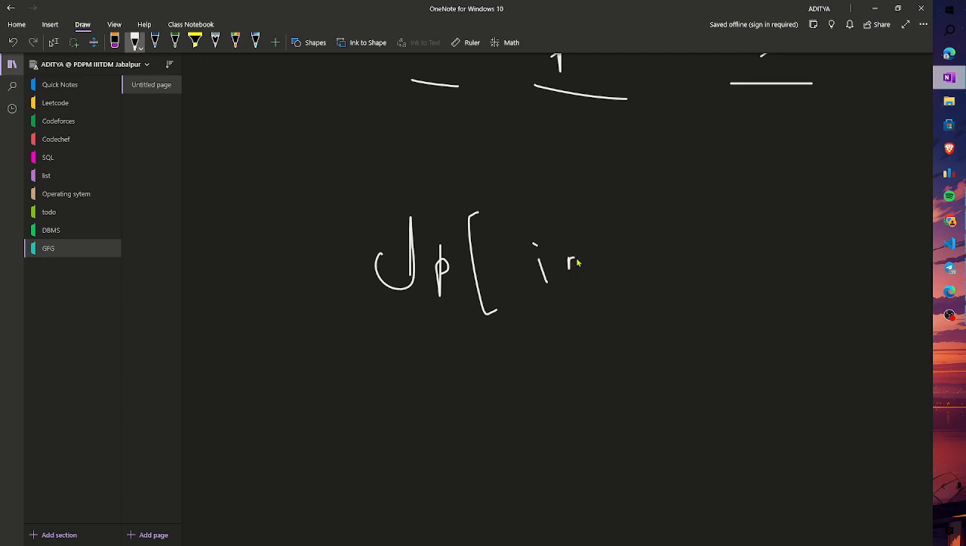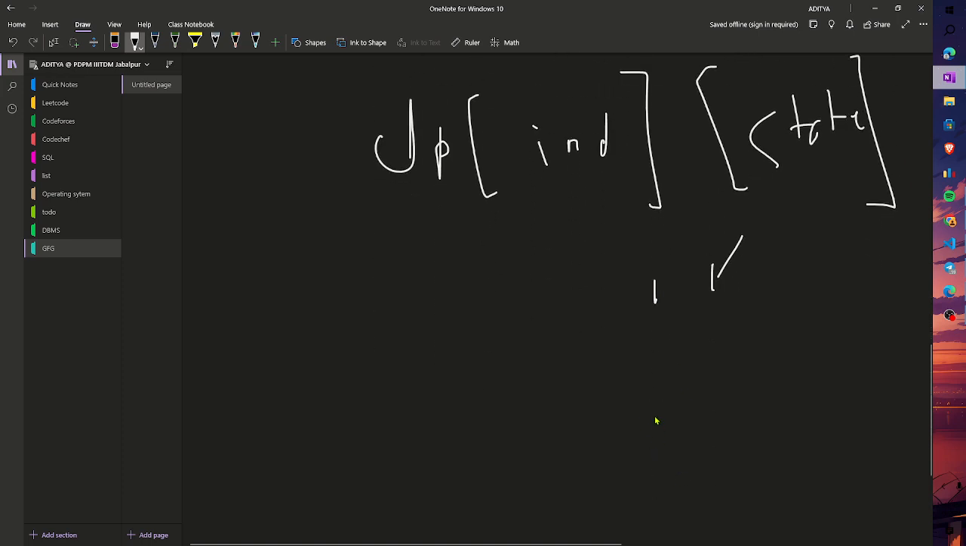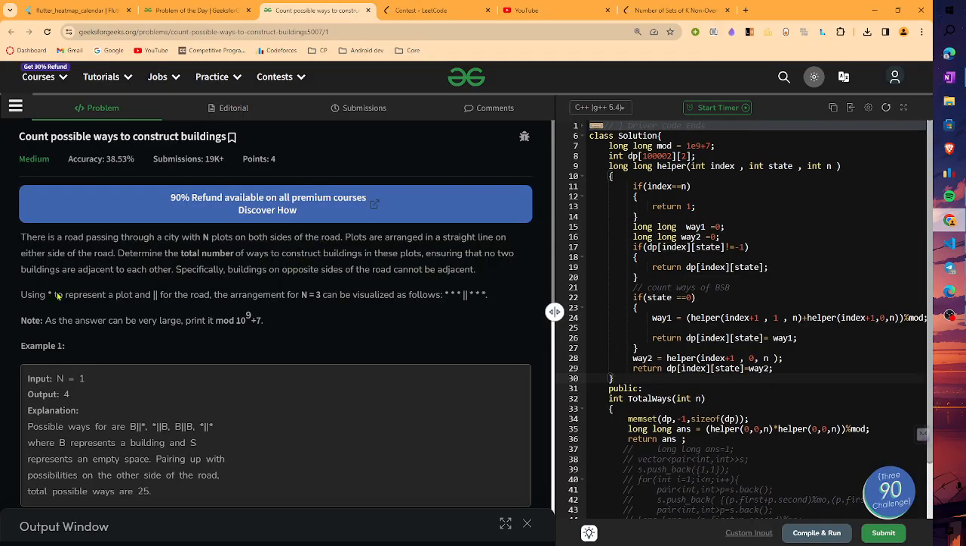I will make a DP in which I will store two things: firstly the index, and then the state. The states are two: either the previous one was filled with a building, which I will note as 1, or it was empty, which I will note as 0. So I will make two states, index and state, where state is 1 or 0. 1 corresponds to the previous one having a building, and 0 if it is an empty space. So let's understand the code.